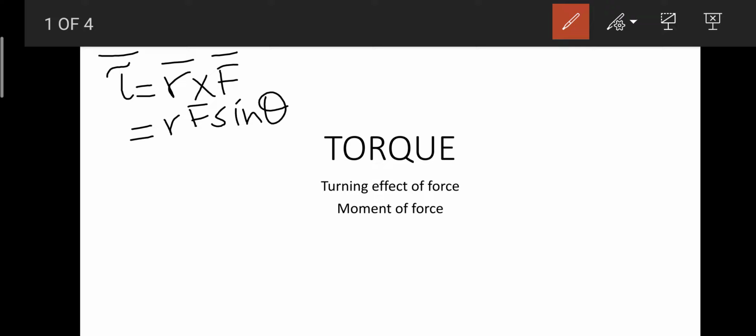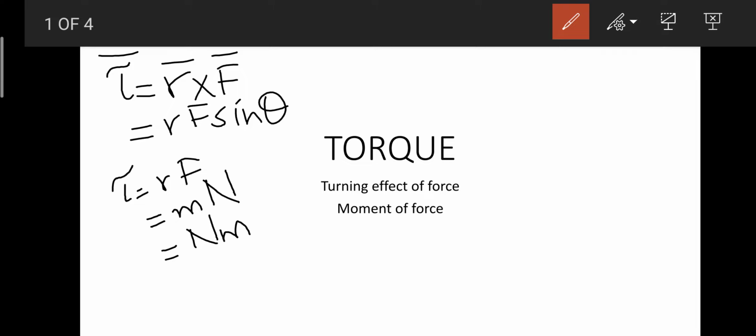Talking about its unit, the unit of torque is obviously, if it is r and f, calculating the value, for the maximum torque it would be equal to meter for r, and for f it is newton. So as a standard or as a convenience, we write it as newton meter, right?